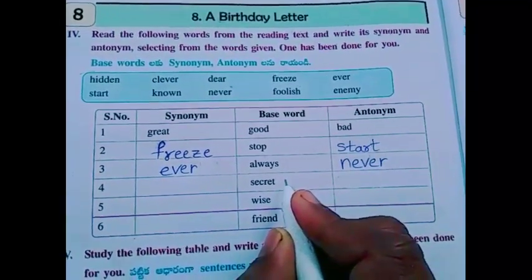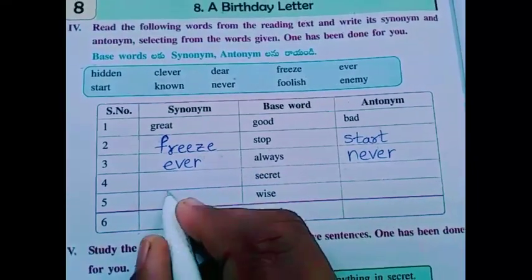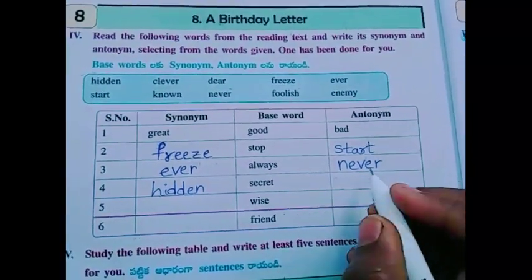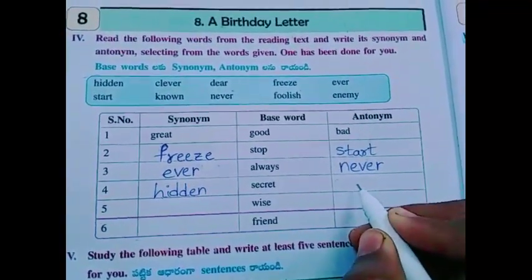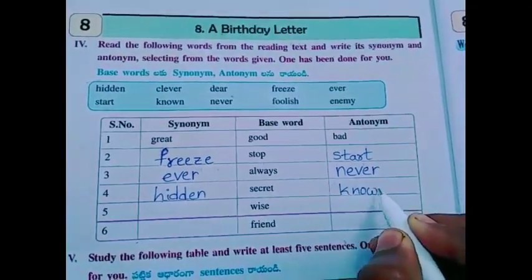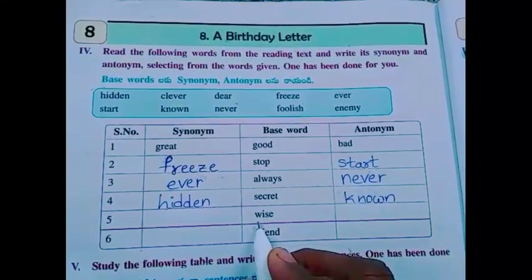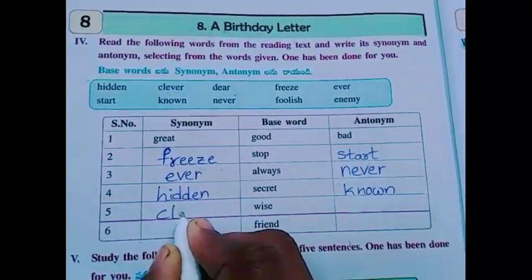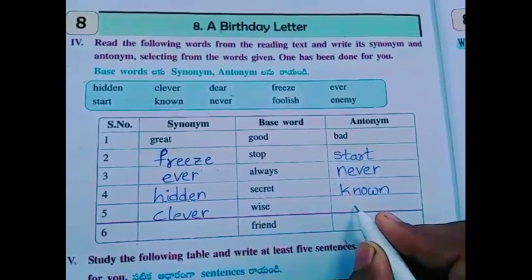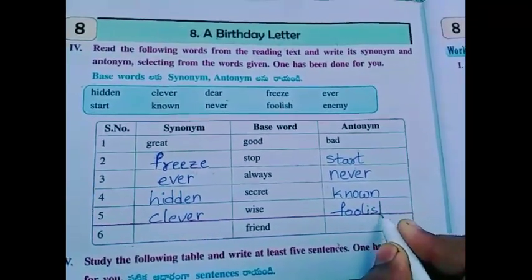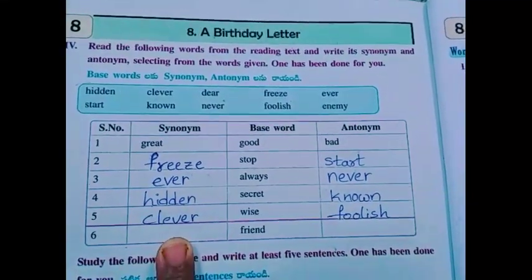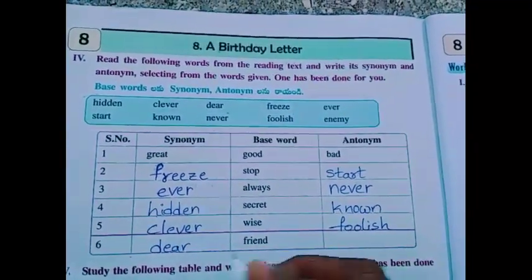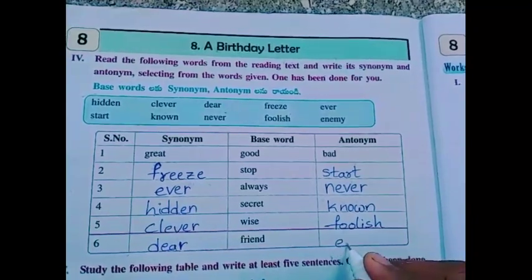Secret is the base word. For this word, synonym is hidden, and antonym is known. For the base word wise, synonym is clever. Antonym is foolish. For friend, synonym is dear. Antonym is enemy.